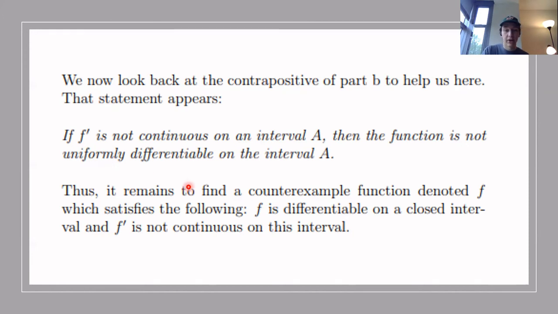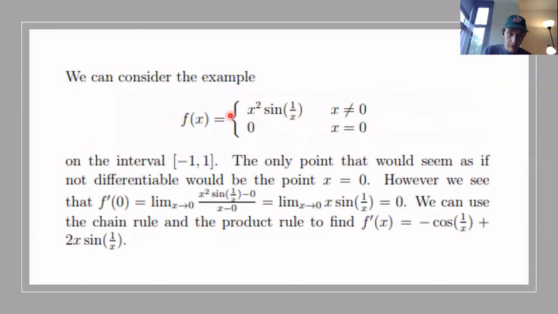Thus, it remains to find a counterexample function, denoted f, which satisfies two things: f is differentiable on a closed interval, and f prime is not continuous on this interval. So we consider the example from the textbook, f of x equals the piecewise function x squared sine of 1 over x at all points except 0, and it's defined as 0 when x equals 0, on the interval from -1 to 1. The only point that would seem not differentiable would be x equals 0.